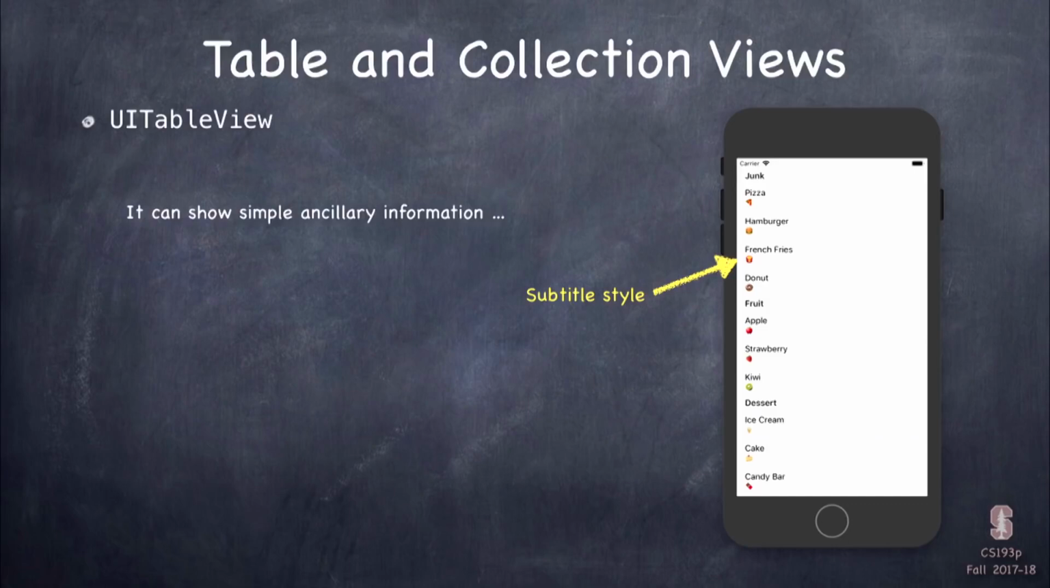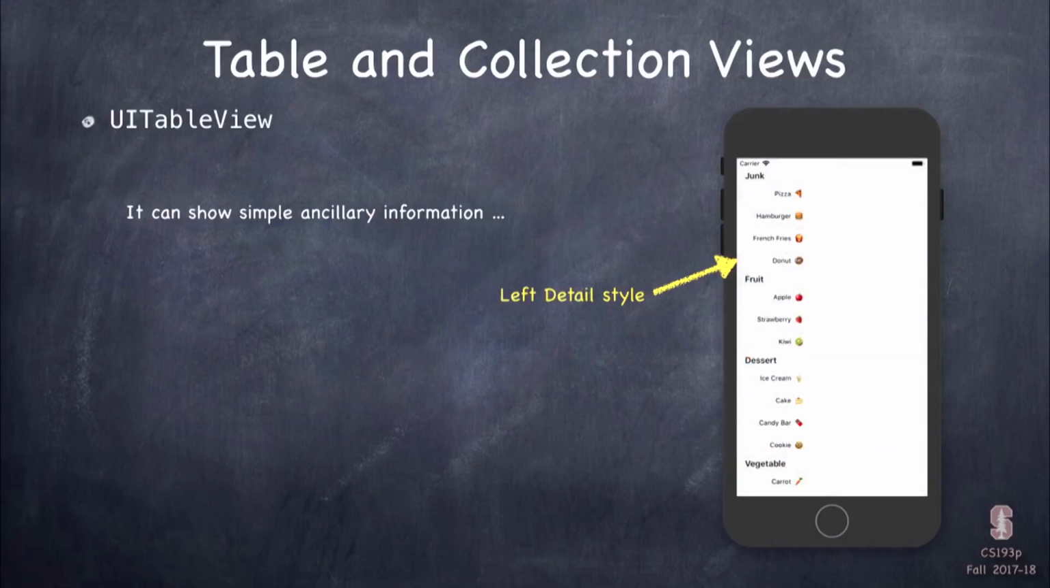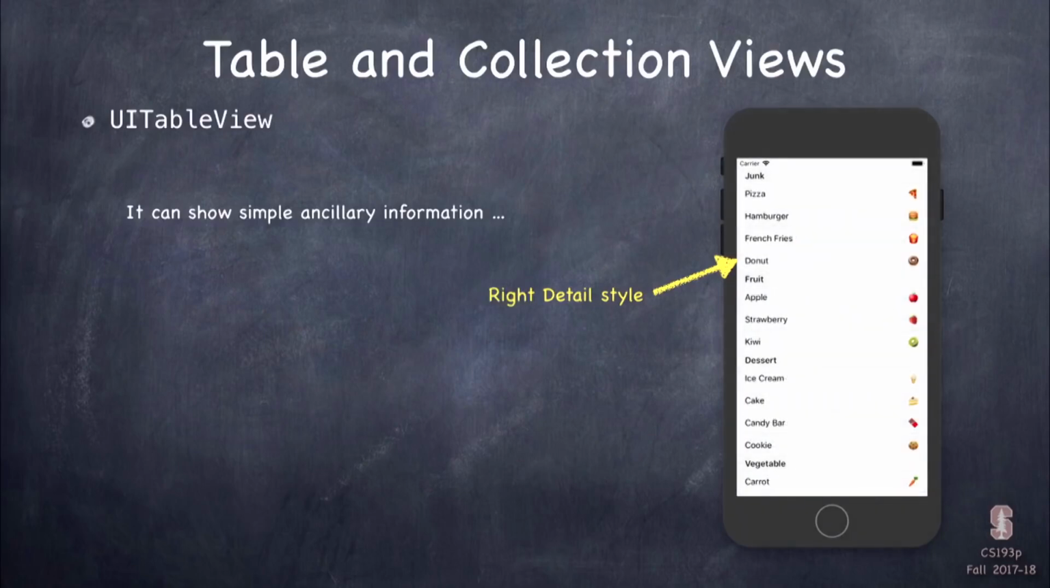And it has 4 different ways to present the simple information. One is this, called subtitle style, where the ancillary information appears right below the main information. This is left detail, okay, everything over on the left. Here's right detail, where the ancillary information is on the right and the main stuff's on the left. Or there's basic style, where you don't see the ancillary information. So these 4 styles are kind of built into table view. You kind of get them for free.